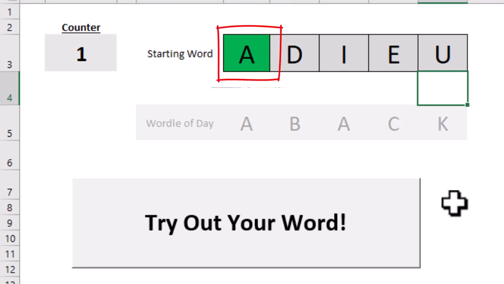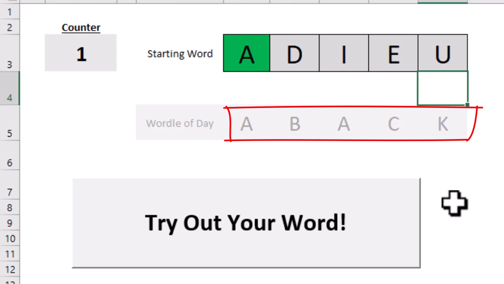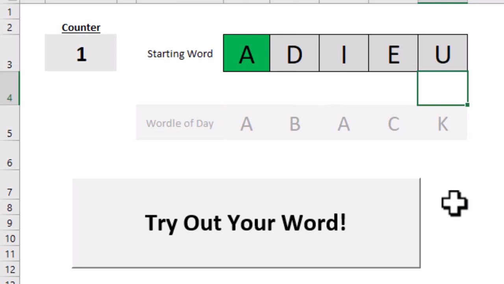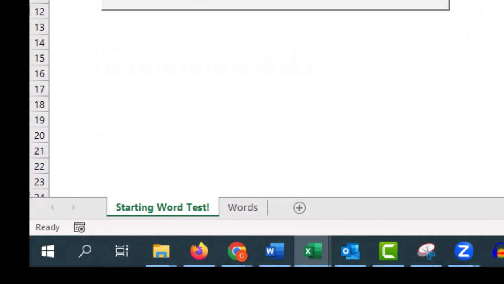And the reason for that is this spreadsheet is testing my word against a word that could be the solution of Wordle. So you'll see that down here in row 5. It's the Wordle of the day. If anybody's interested, I think I stumbled upon the entire dictionary of the words that Wordle uses in its puzzles. It's in the second tab down here called Words, if you want to poke in there and look.